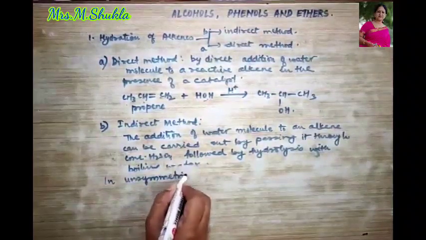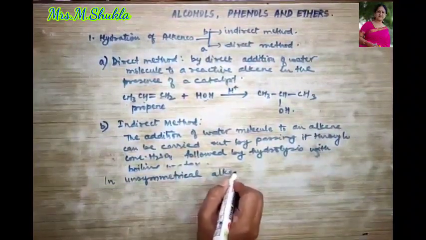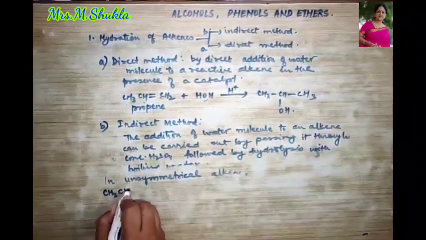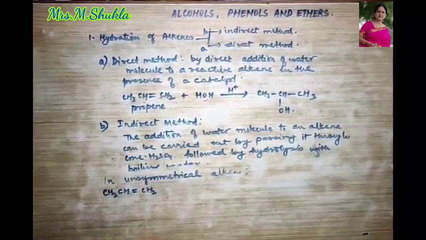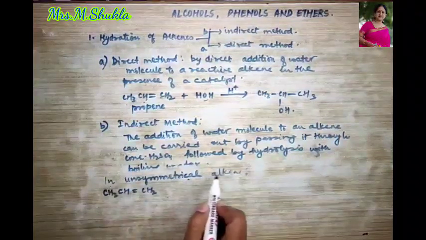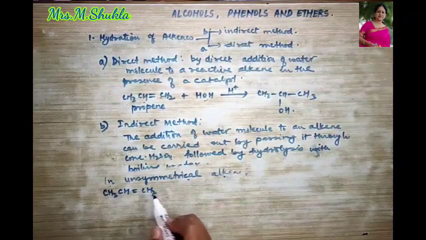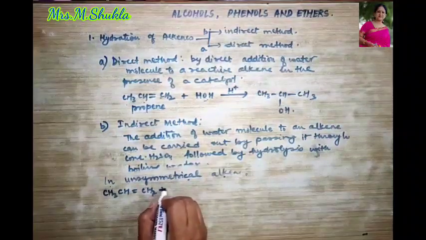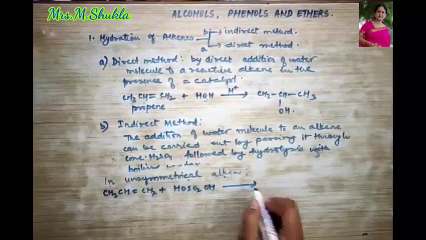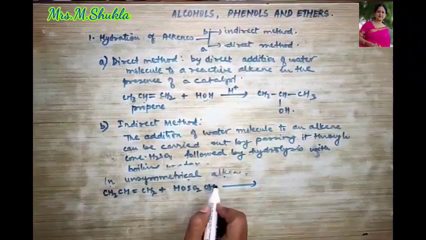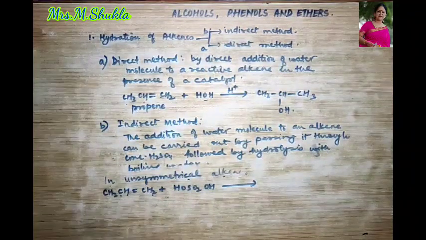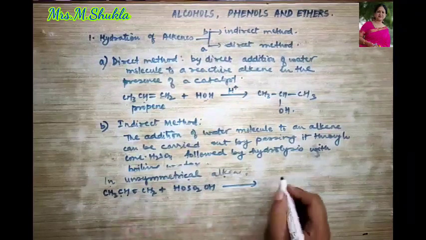In an unsymmetrical alkene, let's see, like CH3-CH=CH2, this is going to follow Markovnikov's rule. The unsymmetrical alkene is going to follow Markovnikov's rule over here. So, with HOSO2OH, what is Markovnikov's rule? That this will get attached to that carbon which has lesser hydrogen, attached to the double bond.